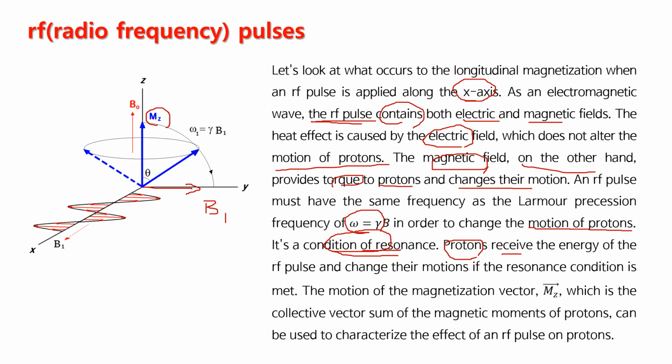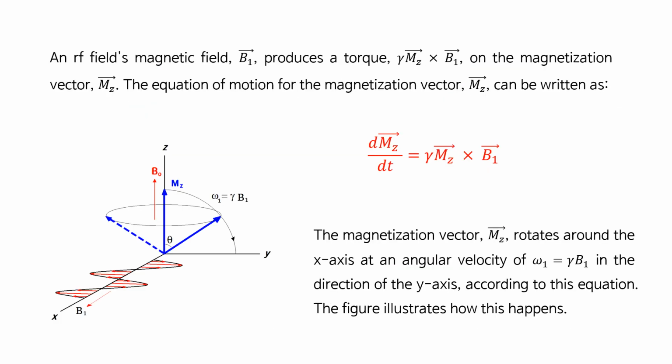The motion of magnetization vector M, which is the collective vector sum of the magnetic moments of protons, can be used to characterize the effect of the RF pulse on protons. An RF pulse's magnetic field B1 in the y direction, B1, produces a torque M cross B1. So the equation of motion for the magnetization vector M can be written as this.